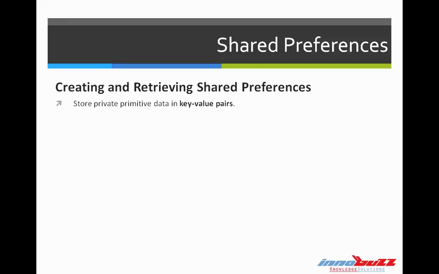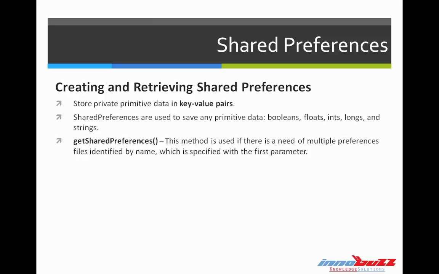Shared preferences allows the users to store private primitive data in key value pairs. They are used to save any primitive data, for instance booleans, floats, ints, longs, and strings. Get shared preferences method is used if there is a need of multiple preferences files identified by name, which is specified with the first parameter. Get preferences: if there is only one preferences file, then this method can be directly used without any parameters.